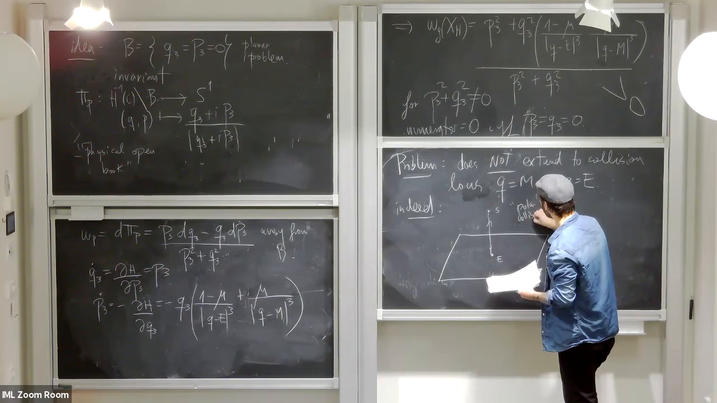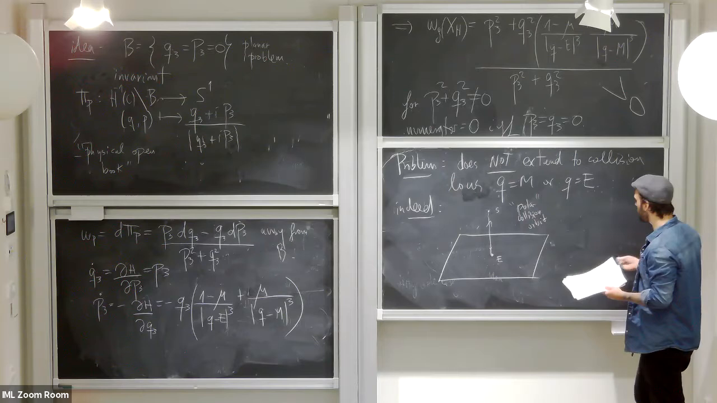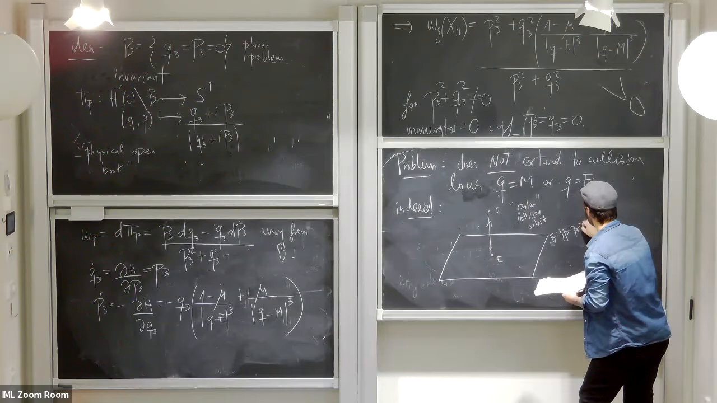And what does this mean? Well, this is B, this is P3 equals Q3 equals zero. So this is the plane, the planar situation. But what does one of the pages of this open book look like?